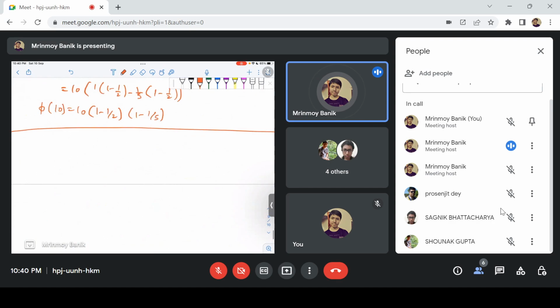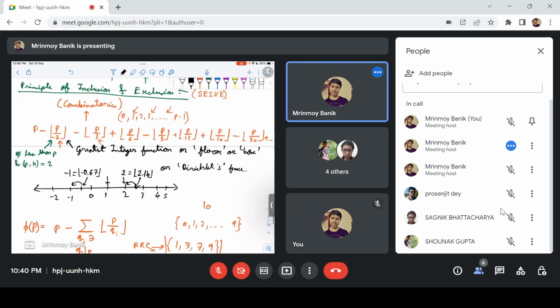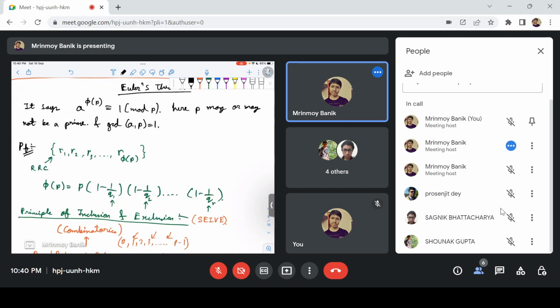Oh, sorry, we were trying to prove Euler's theorem, not the totient function. So that ends our sidetrack. Let's return back to Euler's theorem.